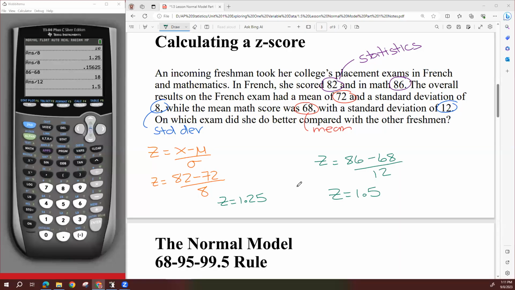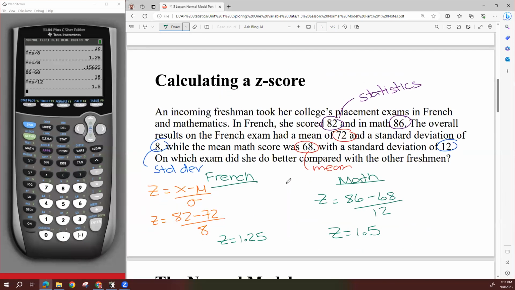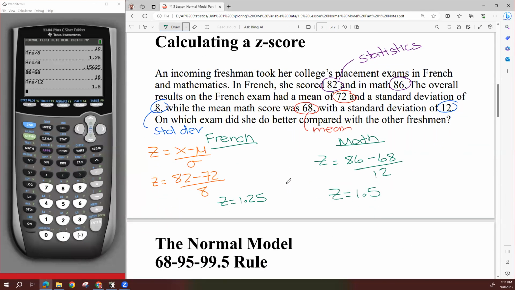So we have a z-score for French and for math. Sorry, I changed up colors. The z-score for French is 1.25. The z-score for math is 1.5. What this z-score, this standardized test statistic, represents is the number of standard deviations that her score is away from the mean. When it's positive, that means she's 1.25 standard deviations above the mean for French and 1.5 standard deviations above the mean for math.